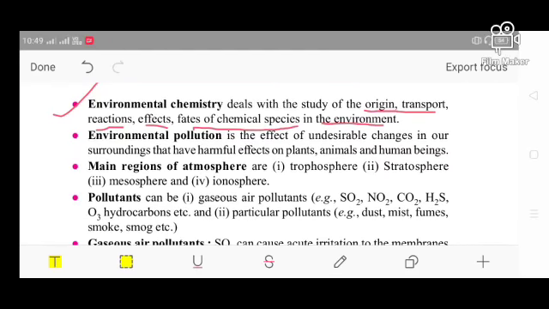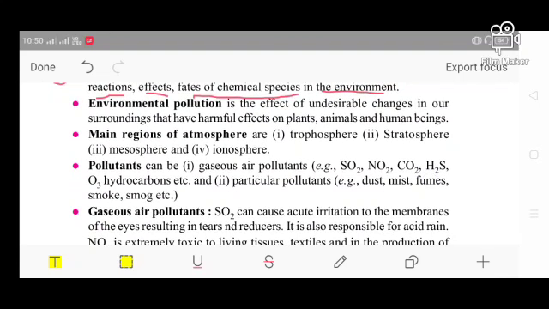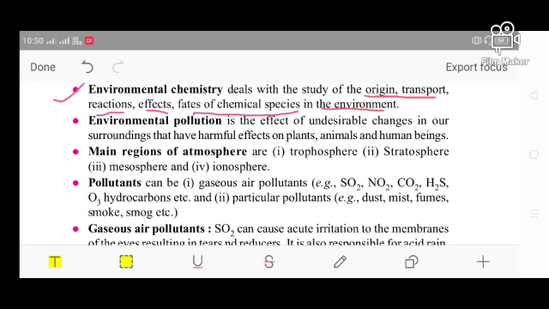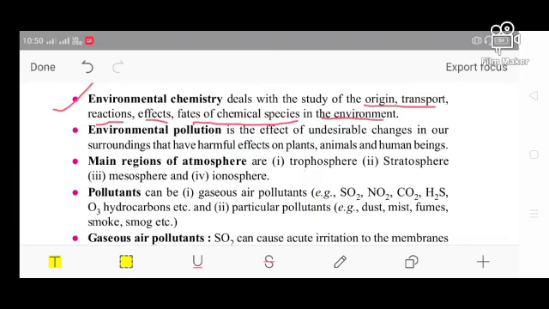After that, environmental pollution. What is environmental pollution? It is the effect of undesirable changes in our surroundings that have harmful effects on plants as well as animals and human beings. Any undesirable change which creates adverse effects towards plants, the animal kingdom, and human beings, we can say is pollution. And those undesirable pollutions caused by the different activities of human beings, which affect the total environment, we call environmental pollution.